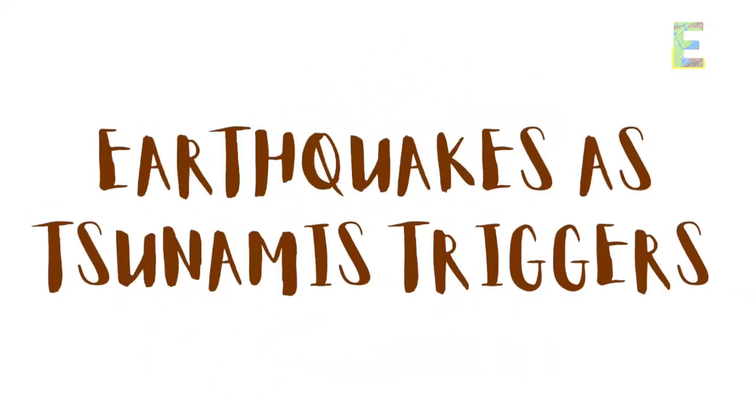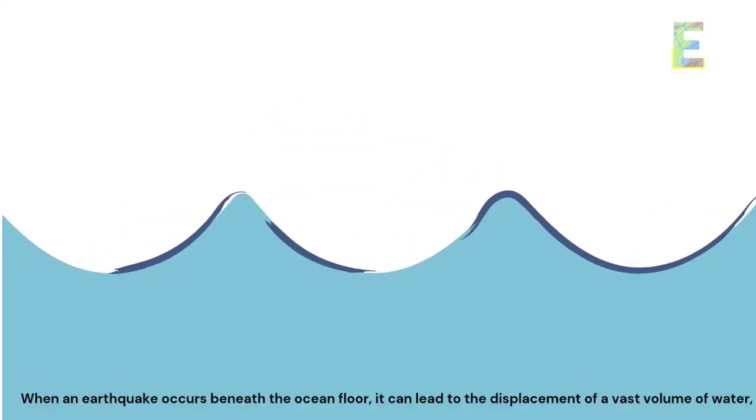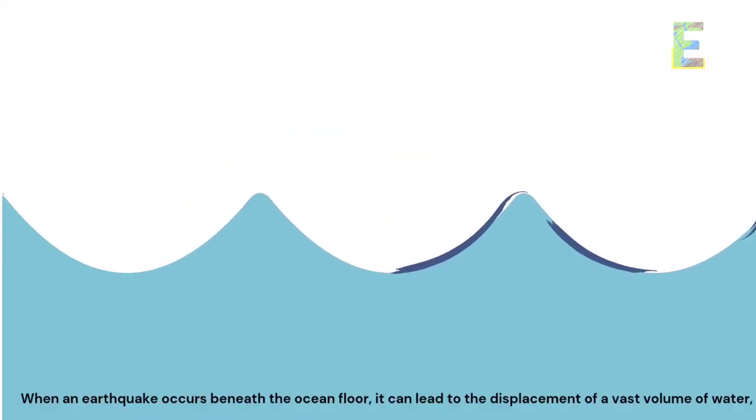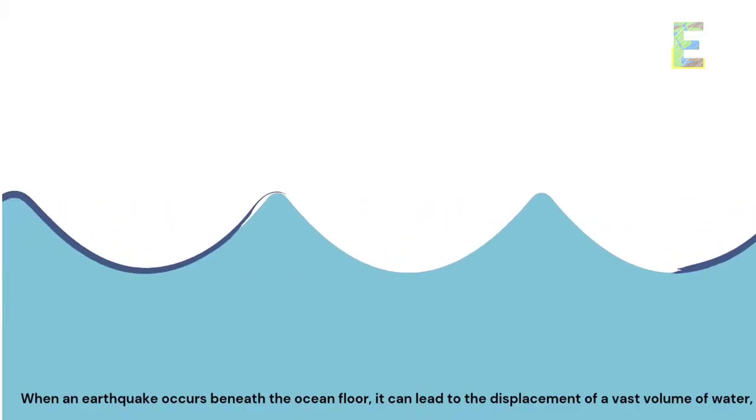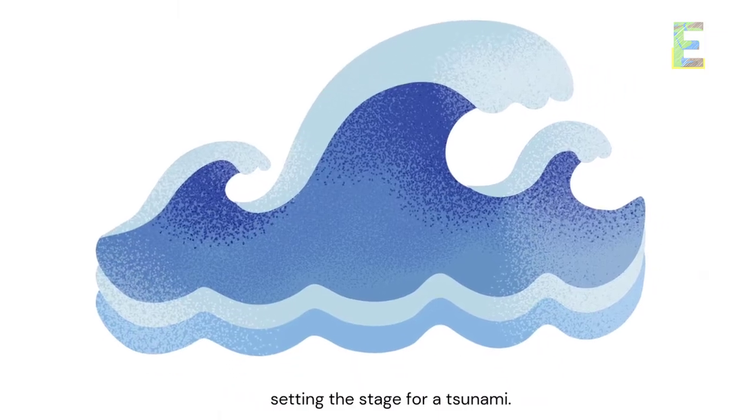Earthquakes as tsunami triggers. Earthquakes are one of the most common sources of tsunamis. When an earthquake occurs beneath the ocean floor, it can lead to the displacement of a vast volume of water, setting the stage for a tsunami.